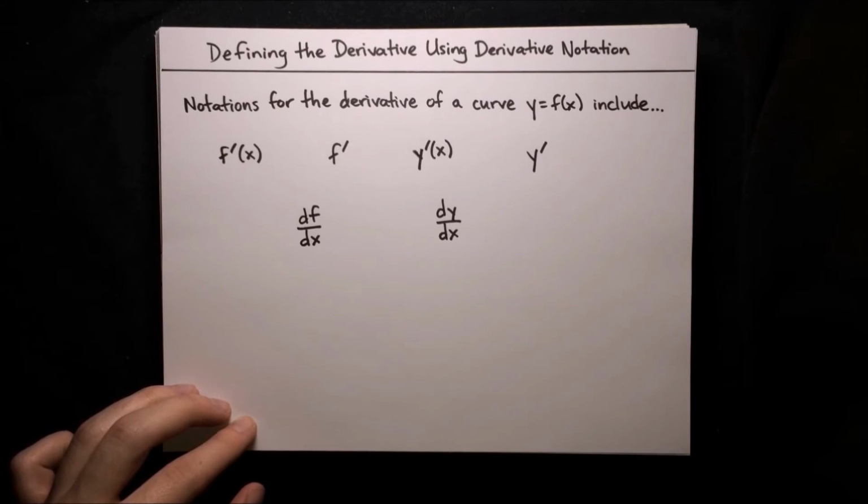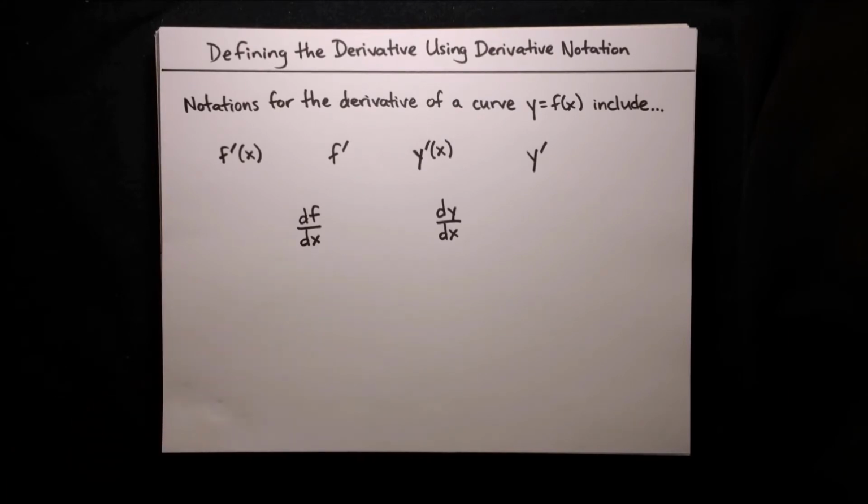And the instantaneous rate of change, of course, well, that's just the derivative. So the big takeaway is, no matter what kind of notation you see in a problem, if you see any of these types of notation, they're all referring to the same thing, the derivative.